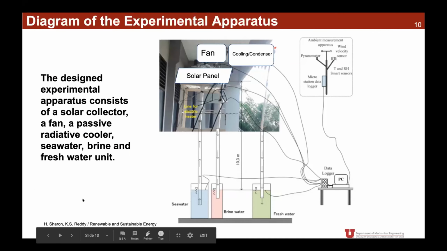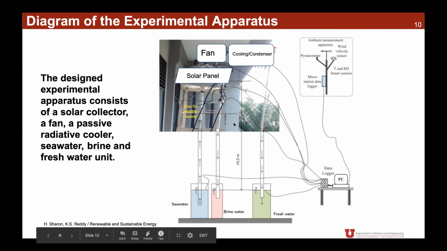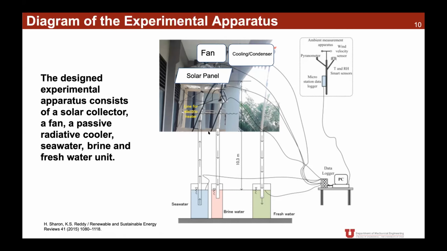So due to COVID, we weren't actually able to build our apparatus, but this is a diagram taken from an experiment done using a similar design. Ours would essentially consist of the solar collector, your fan, your passive radiative cooler/condenser, and then your seawater, brine, and freshwater units.